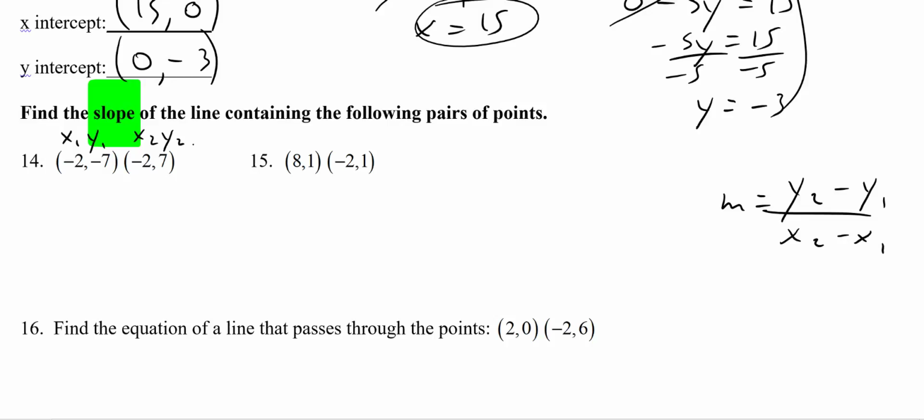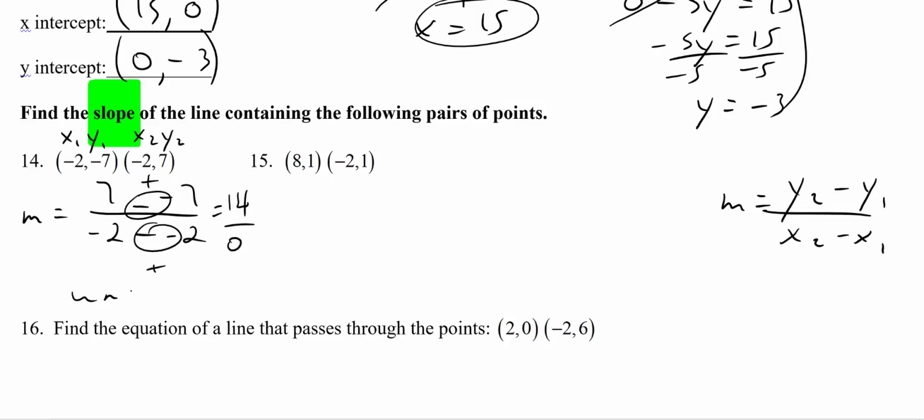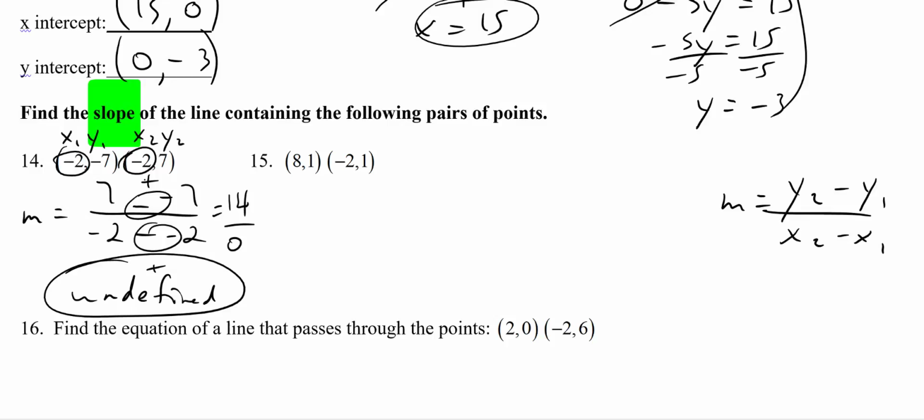All right, and so plug it in. So m equals, and remember I told you guys do this. Put the double negative in here, and then 7 and negative 7, and negative 2 and negative 2. So that gives you plus, so you get 14, and on the bottom, that's plus, so that gives you 0. So that slope is undefined. Now you might have been able to recognize that in the first place because these x values are both negative 2, which means it's undefined.